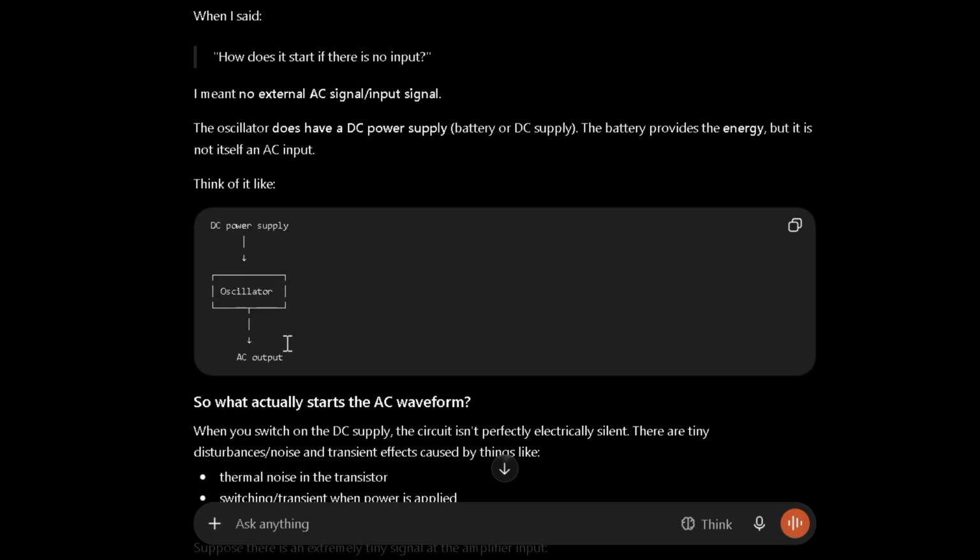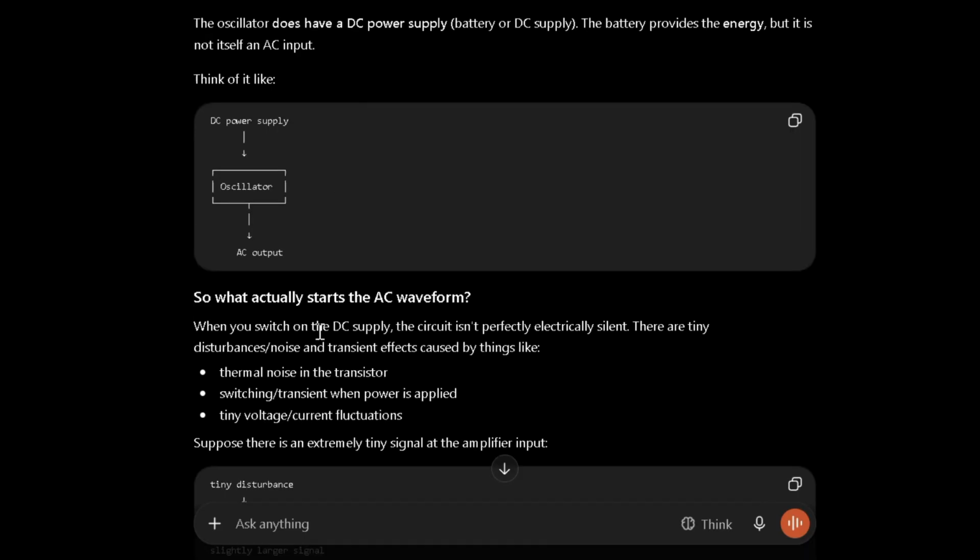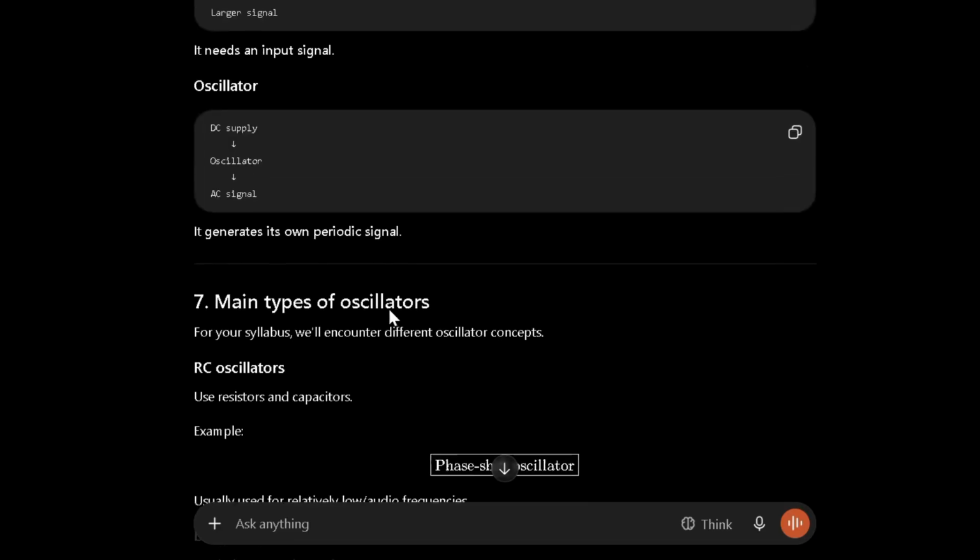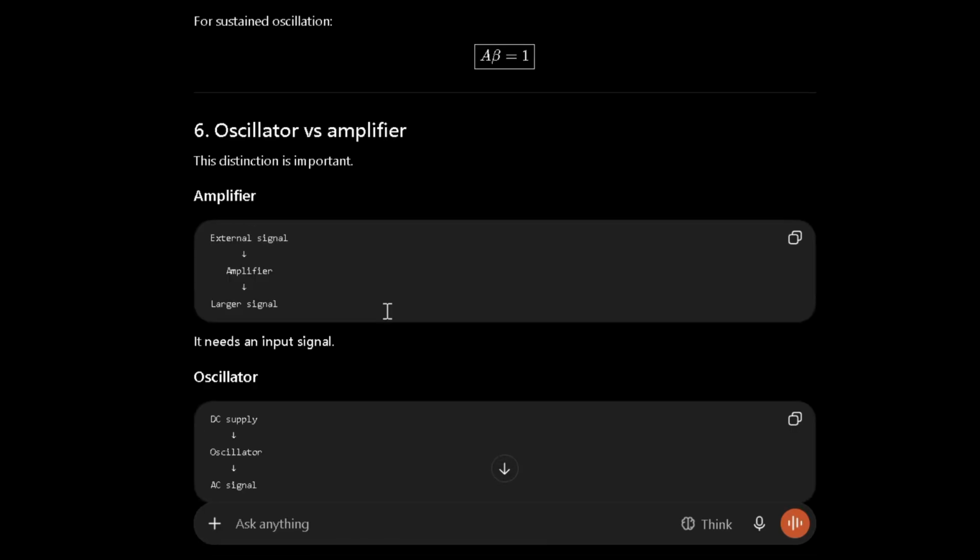So there is no input. There is a DC power supply, and the oscillator itself generates the AC output. How is it happening? The oscillator does have the battery power energy, but it is not itself the source. So what actually starts the AC? When you switch on the DC supply, the circuit is not perfectly electrically silent. There are tiny disturbances, noise and transient effects, caused by things like thermal noise in the transistor.